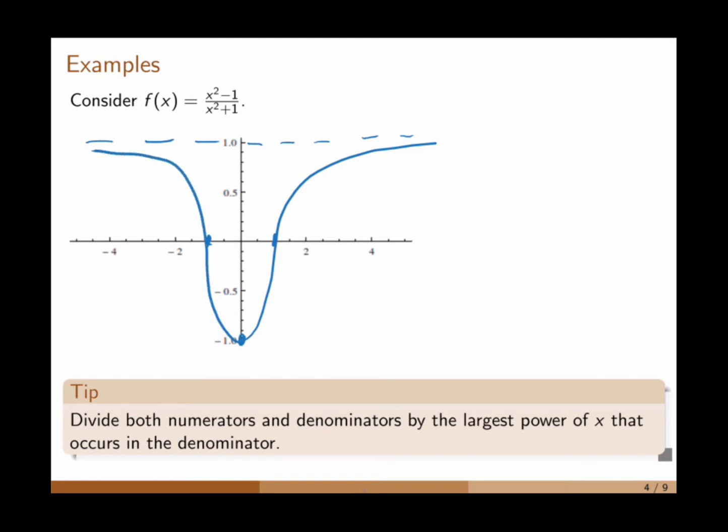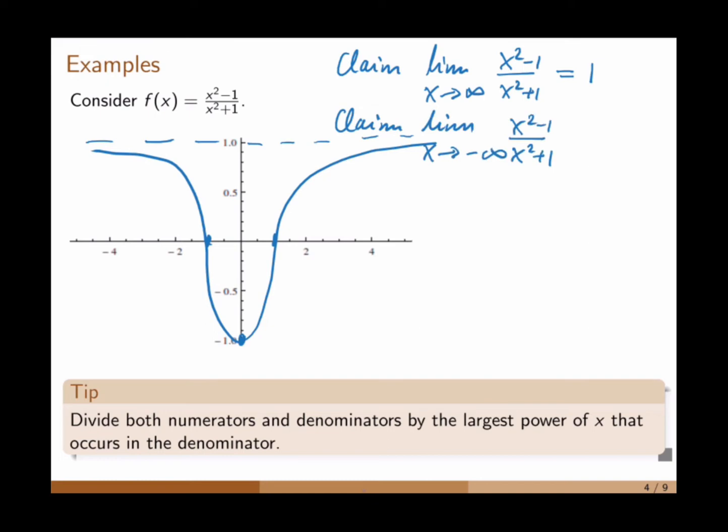Now we have many options to graphically represent a function. You all have worked with graphical calculators, you can put it in there. We have worked in class with Wolfram Alpha, you can put it in there. I often use Maple, which is another kind of program, and there are many more. So I claim that the limit as x goes to infinity of x squared minus 1 divided by x squared plus 1 is equal to 1. And I claim also that the limit as x goes to minus infinity of x squared minus 1 divided by x squared plus 1 is also equal to 1.